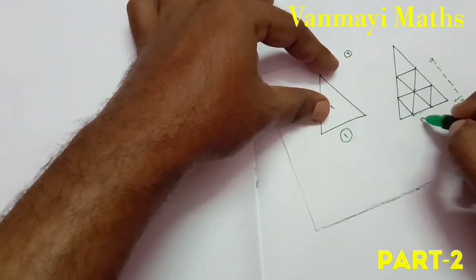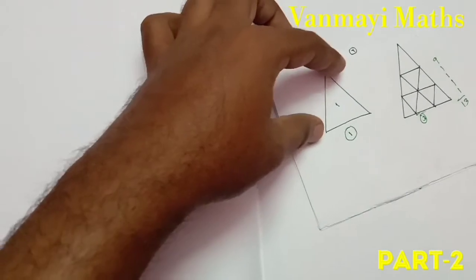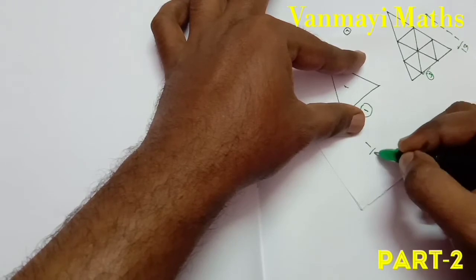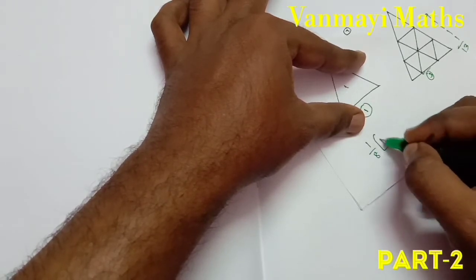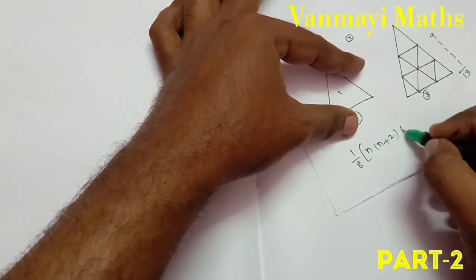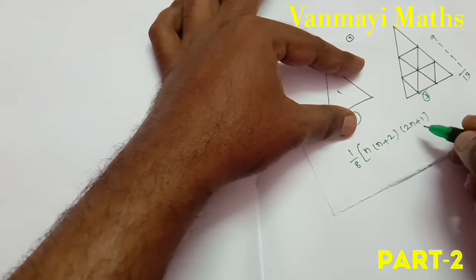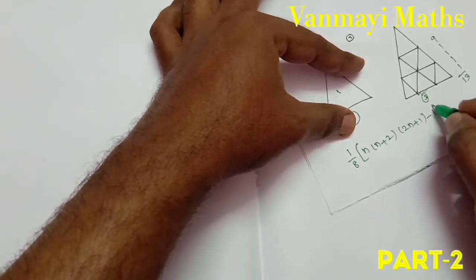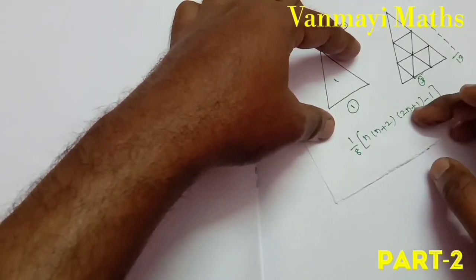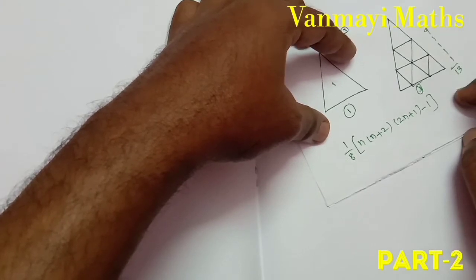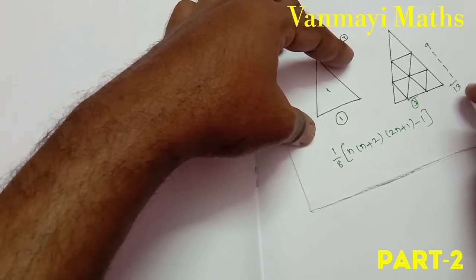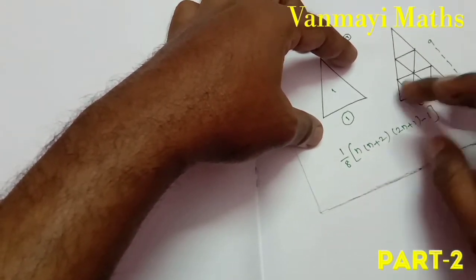So here are 3 steps. For this we have a trick, just use this formula: 1 by 8 into n plus 2 into 2n plus 1 minus 1. This is the formula you have to use if this type of figure is given and n is odd. So 1 step, 3 steps, 5 steps like that, use this formula.